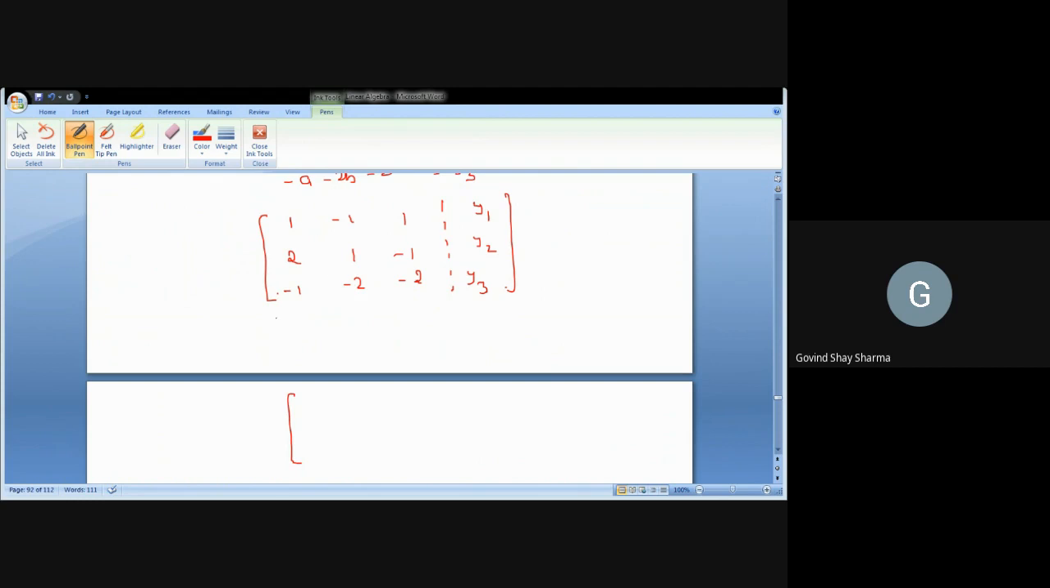So we multiply R1, R3 becomes R3 plus R1, R2 becomes R2 minus 2R1. So this term, this and this will make 0. So we get 1, minus 1, 1, y1, 0, minus 1, plus 1, y2 minus 2y1.